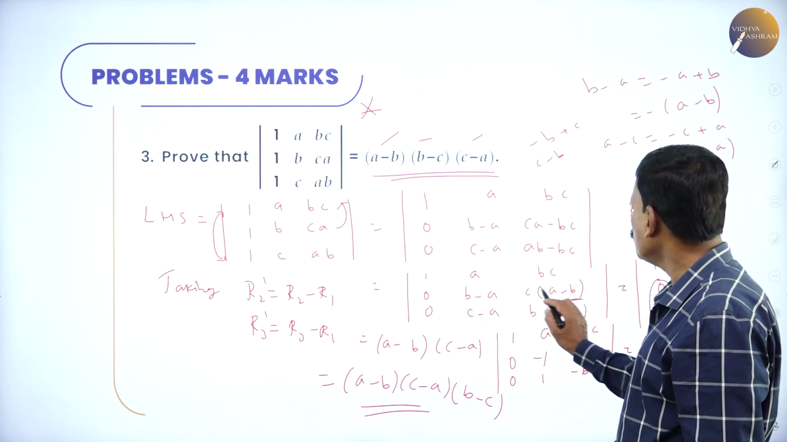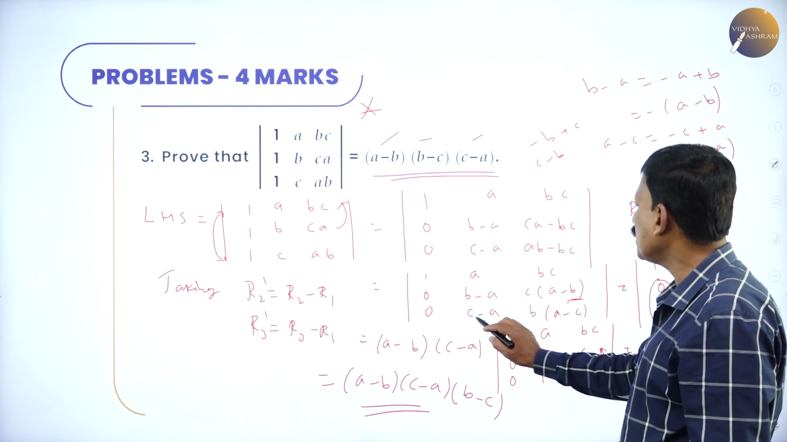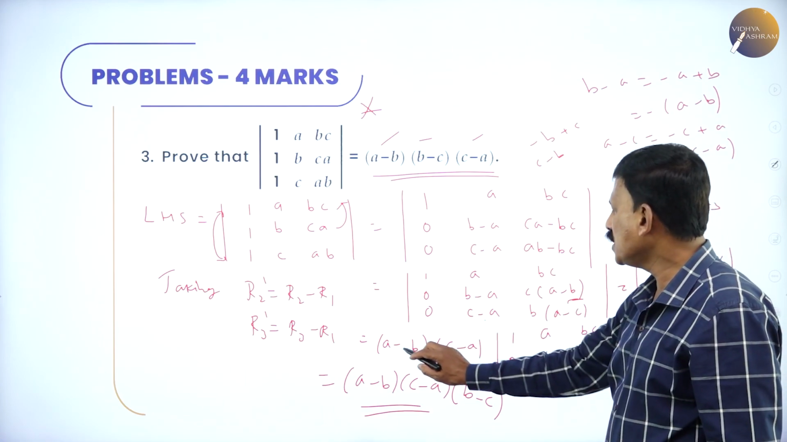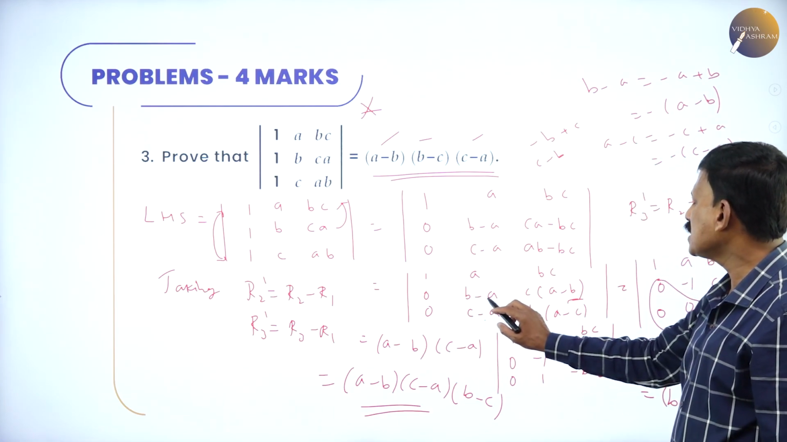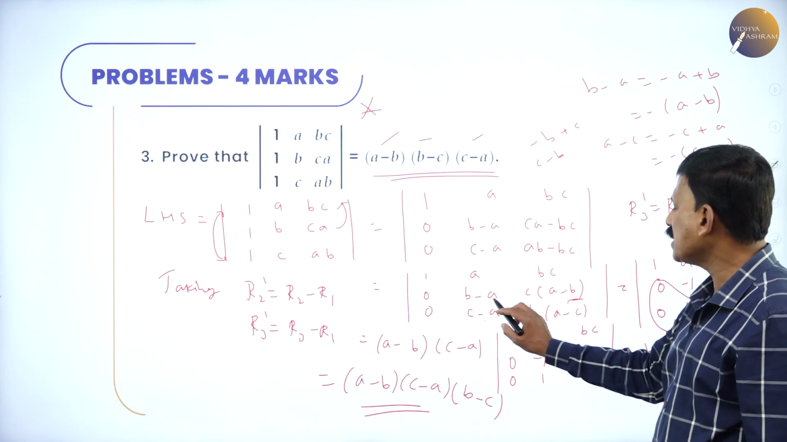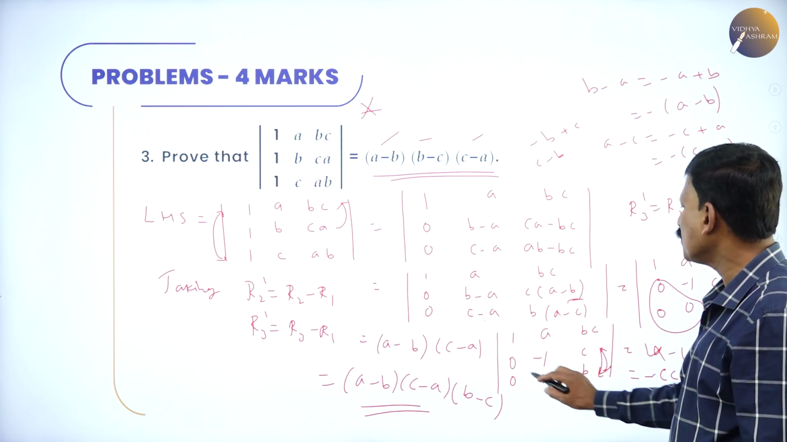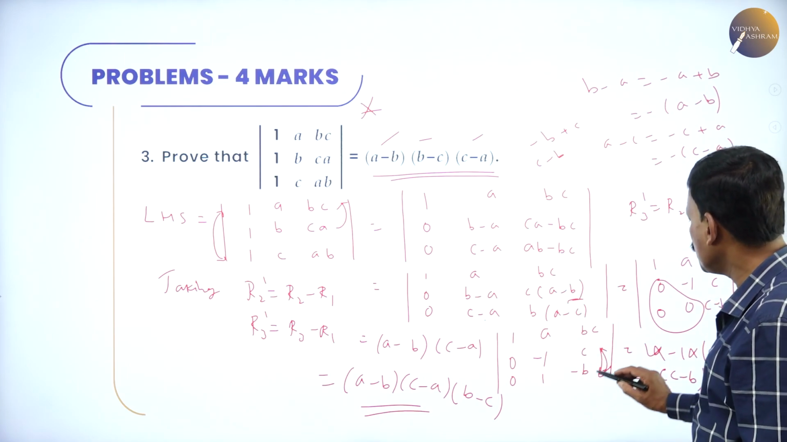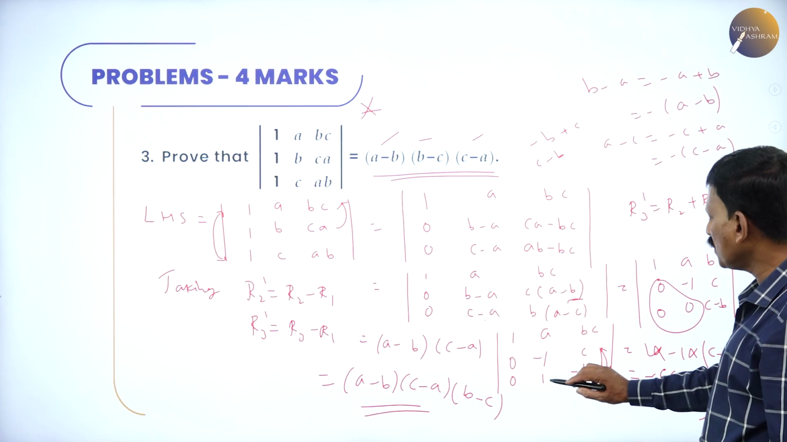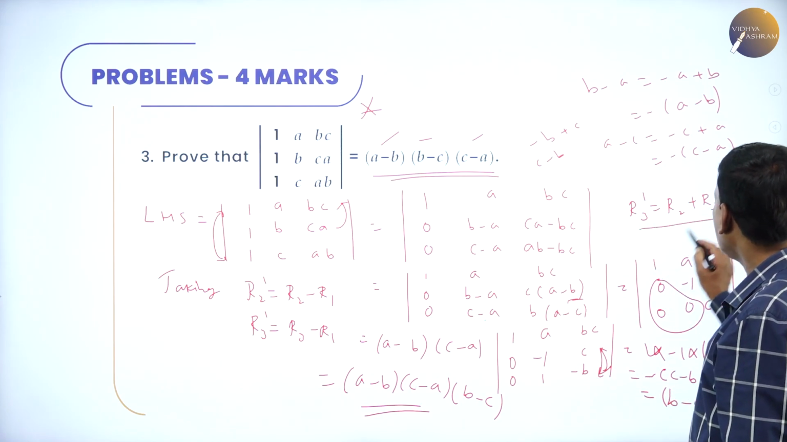So I can remove A minus B and C minus A as the common factor. So A minus B into C minus A, this is 1, 0, 0. A into B minus A is taken out. If B minus A is taken, then this becomes minus of 1 and C minus A is 1. BC as it is, this is C into minus B. Now add these two. R3 dash is equal to R2 plus R3.